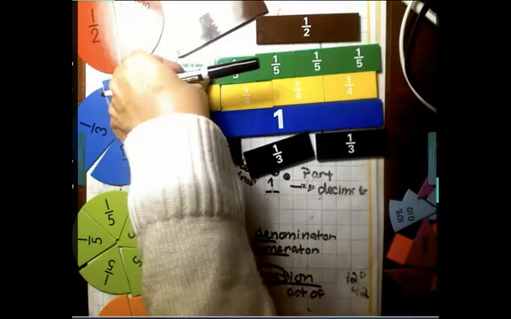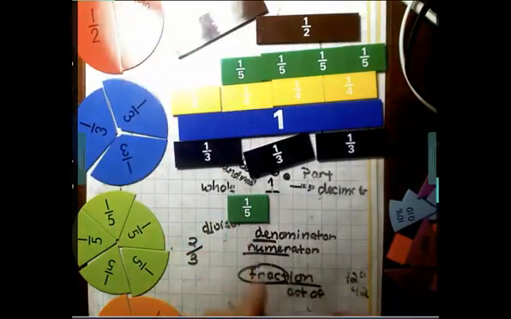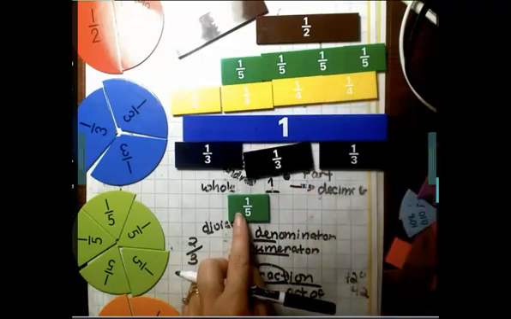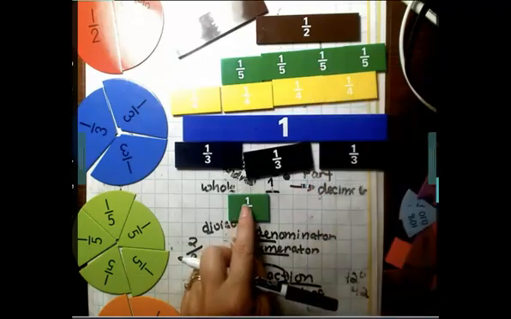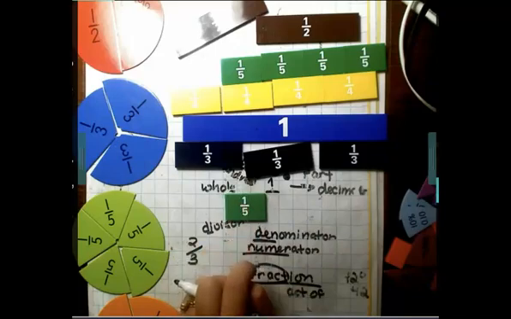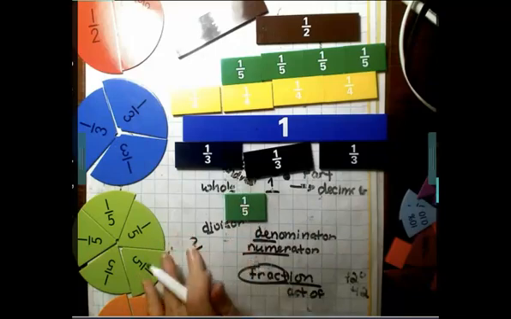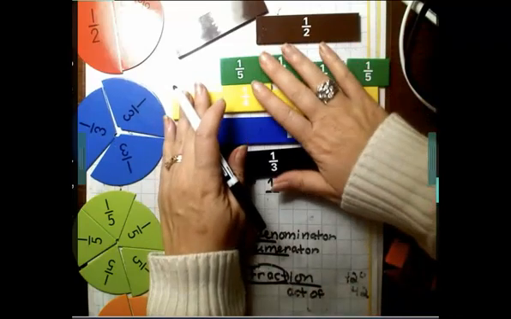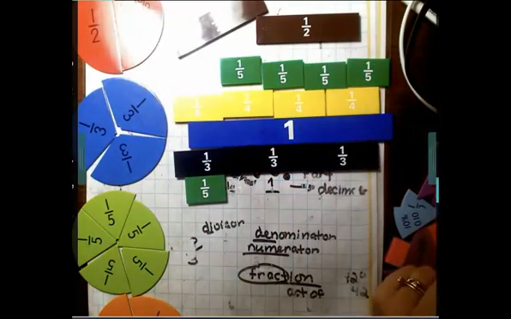So what is the denominator for 1/5? It's the 5, because I took my whole number and I broke it up into 5 pieces. What's the numerator in this case? 1, because I have one of those fifths. All right, so that's the numerator and denominator. Benchmark fractions are fractions that you may know better than others.